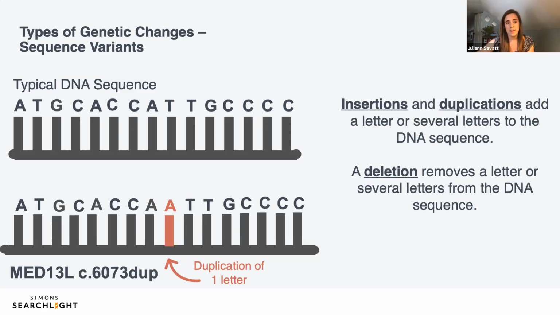Now, sequence variants that have insertions, duplications, or deletions are different from those copy number variants that we talked about a few slides ago, because these only involve one or a small number of letters within the DNA, while those copy number variants often involve thousands of letters within the DNA. So to make that distinction, it's just how many letters are involved.